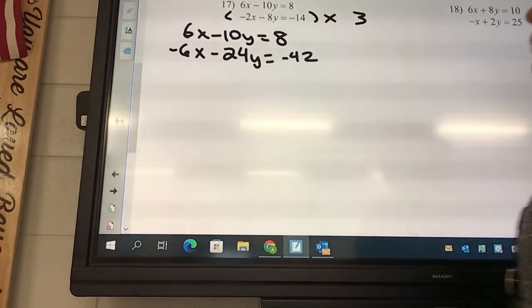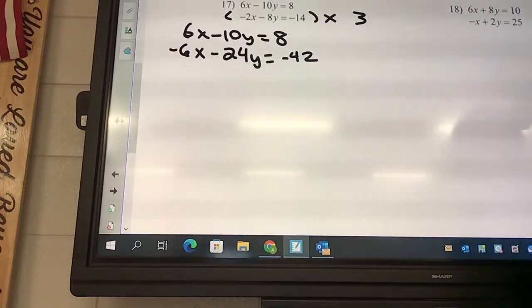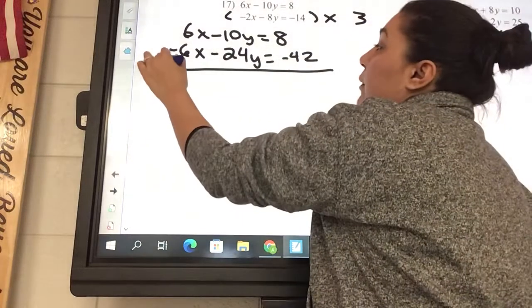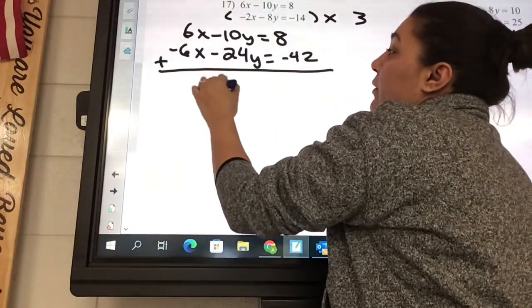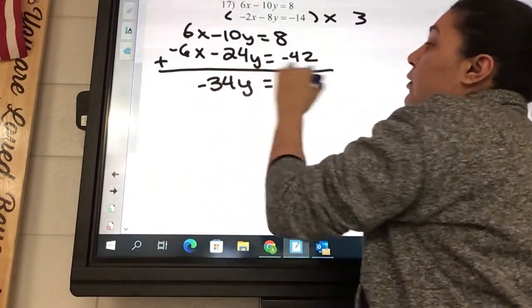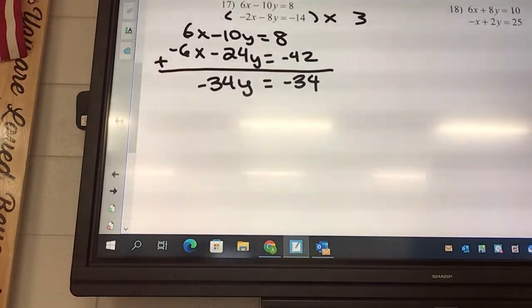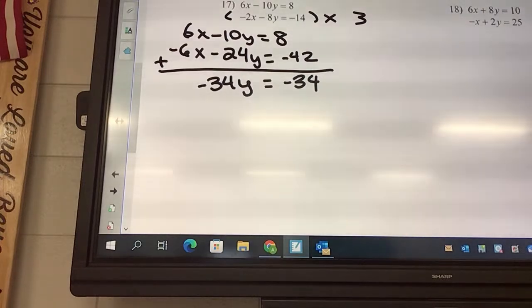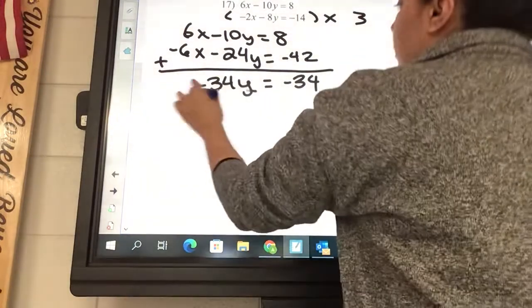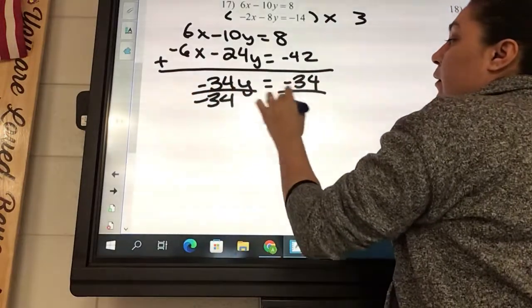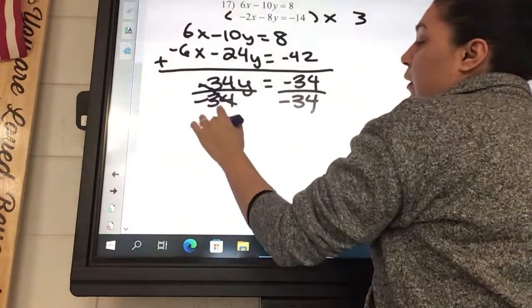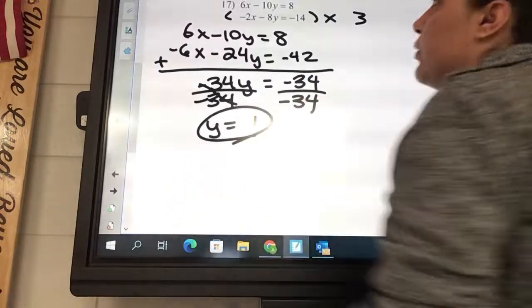Okay, and now we're able to do what? We're able to add them together. So I'm going to get negative 34y equals negative 34. Okay, and then what? Divide by negative 34. So we got y equals 1.